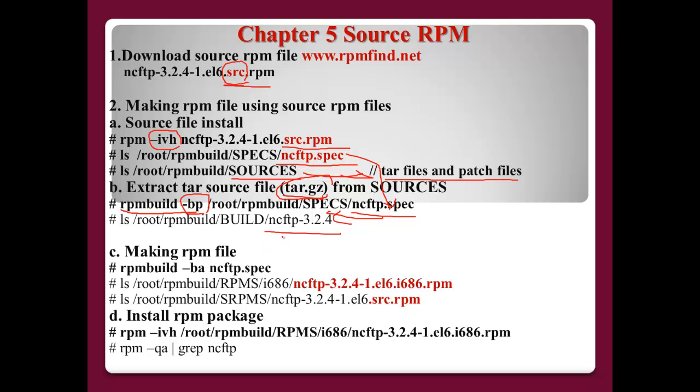And number C, making RPM file. Now we found this source file and the directories. So here rpmbuild -ba and the spec file, then this command will make a binary file, this rpm file. And also in this SRPMS directory we can find the source file. Now we have gathered the binary file of ncftp using the source file. So now we are ready to install these packages like this, -ivh, and this file normally we can find here, RPMS. Then we can check like this.